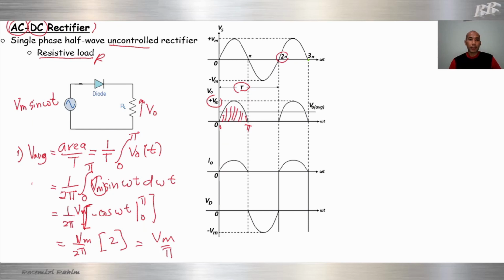Okay. Next is current. So current I out is equal to I average, which is equal to V average divided by R. So we get Vm over pi R. This is number 2.